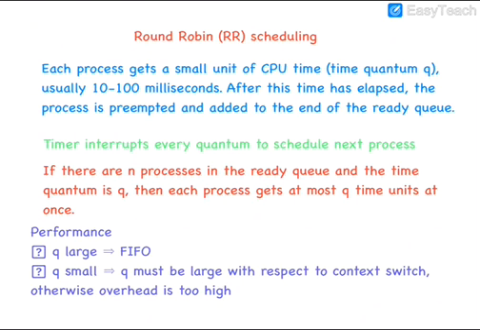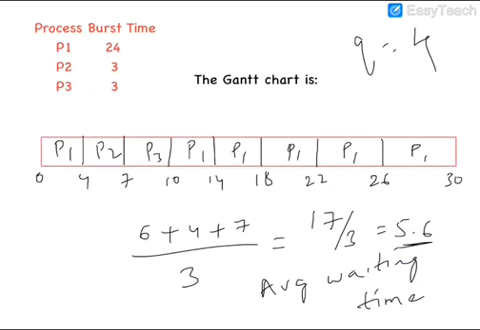So let us see an example of round robin scheduling. Here we have three processes P1, P2, P3, along with their corresponding burst times: P1 with 24 units of time, P2 with 3 units of time, and P3 with 3 units of burst time. We will consider the time quantum q equal to 4 in this example. As you can see, in the ready queue we have three processes P1, P2, and P3. P1 is the first process in the ready queue, so P1 will be allocated the time quantum of 4 units of time and work for 4 units of time.